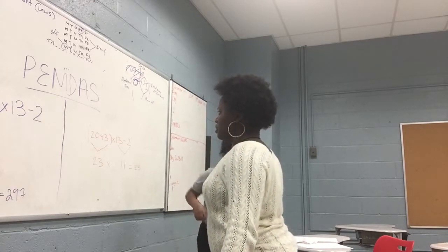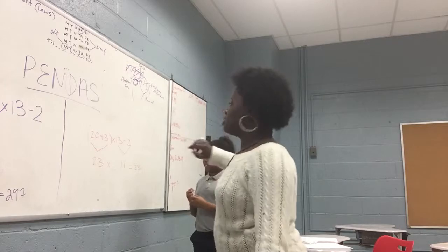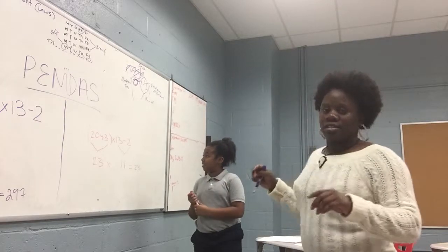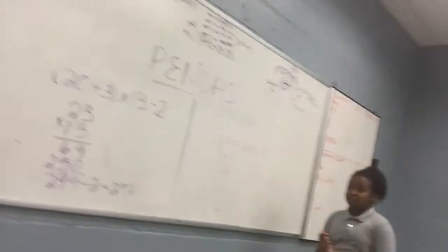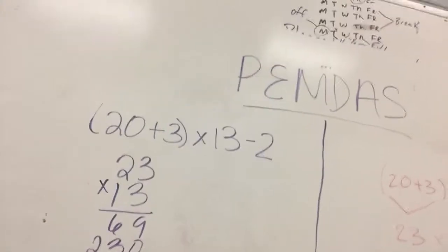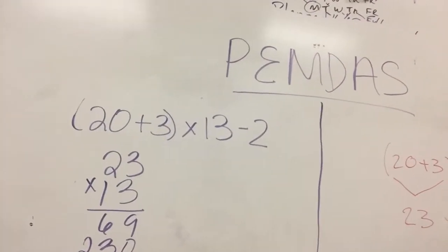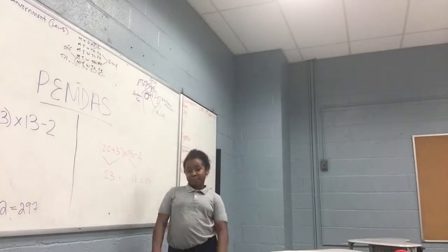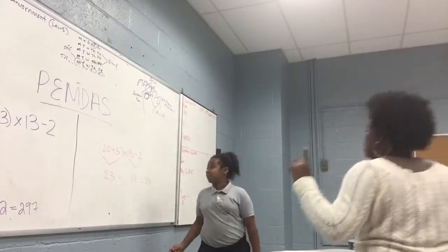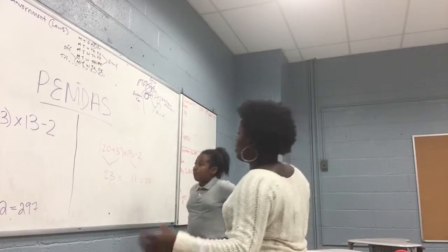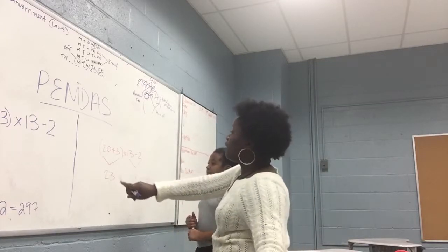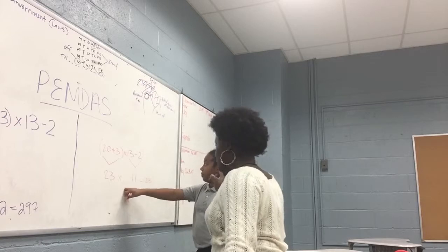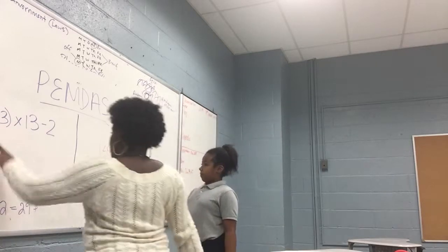The numbers are challenging, but Yari messed up on one section. I'll move the camera one second so you guys can see the problem. This is the problem. It's 20 plus 3 in parentheses times 13 minus 2. The first thing you do is add 20 plus 3 because they're in parentheses. You get 23. The next thing you do, what you messed up at, is multiply 23 times 13.